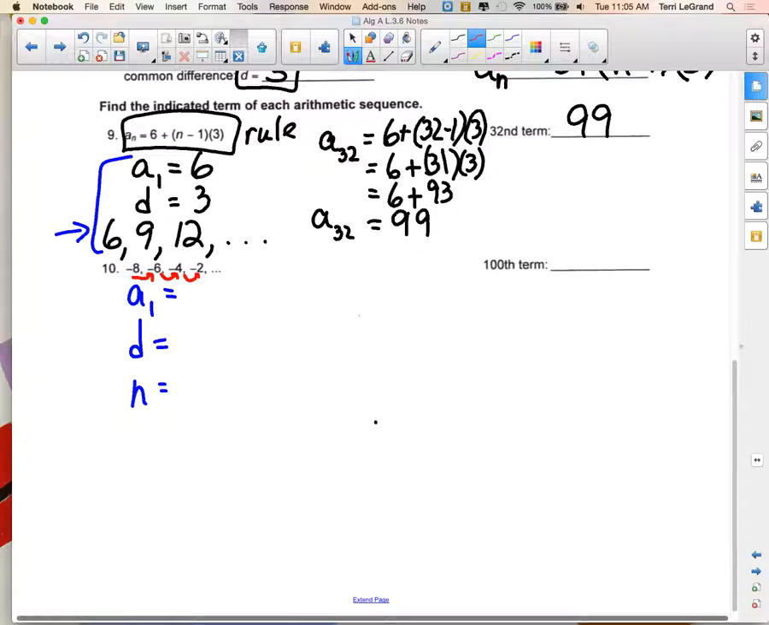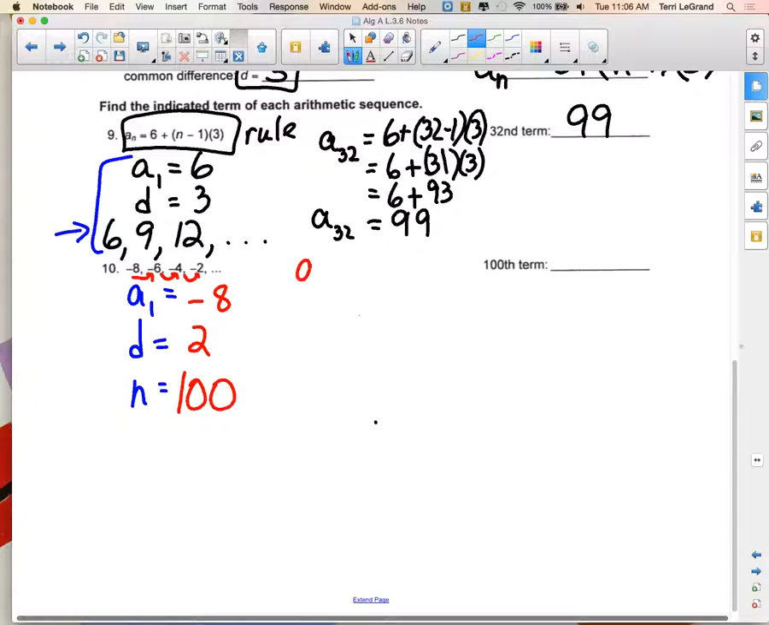Maisie, what'd you put for a sub 1? Negative 8. Sydney, what'd you put for d? 2. Is it a positive 2? Okay. Talia, what'd you put for n? 100. There we go. Okay. We have all the information we need now. We need the first term. We need to know what the common difference is. We need to know what term number we're looking for.